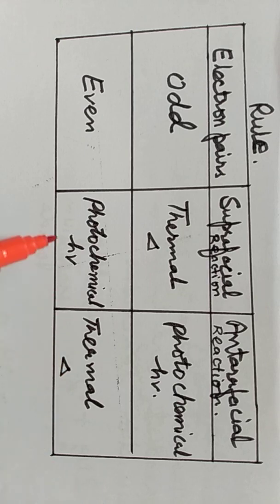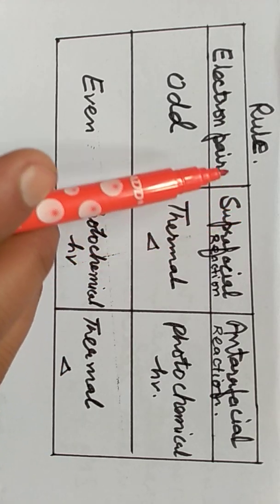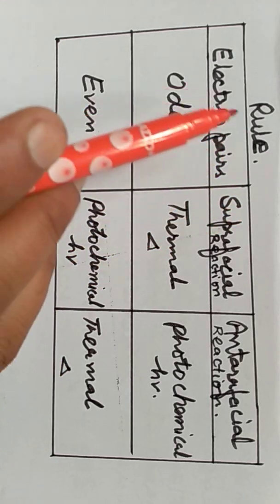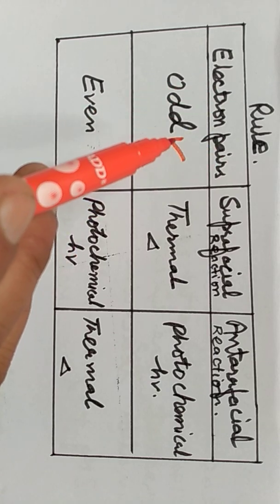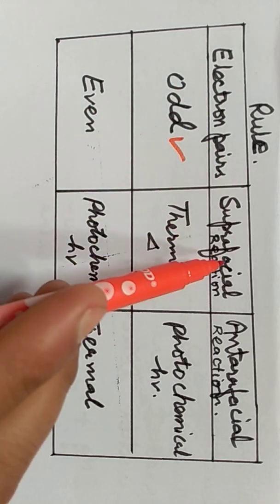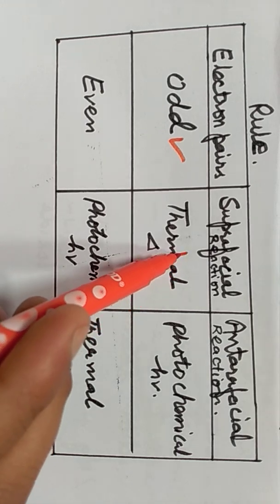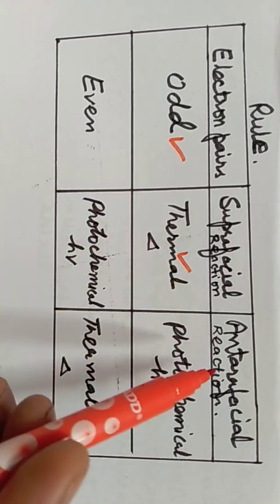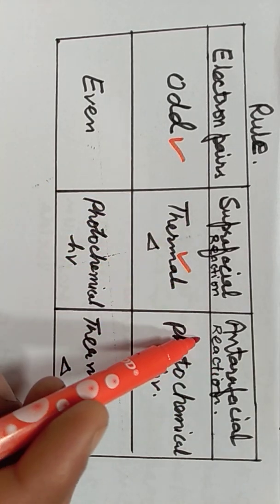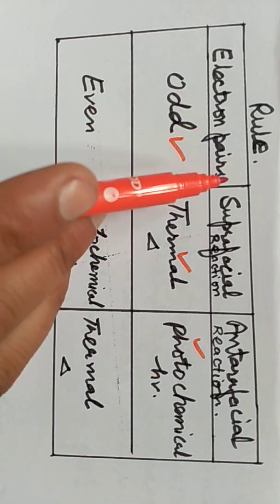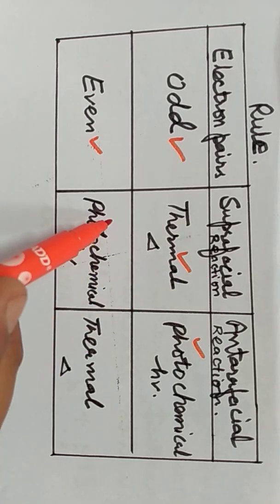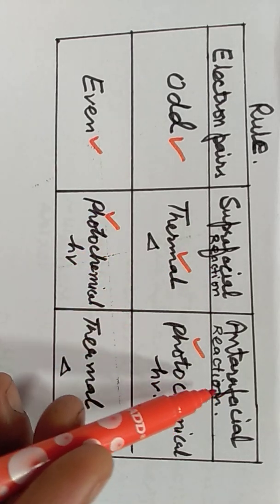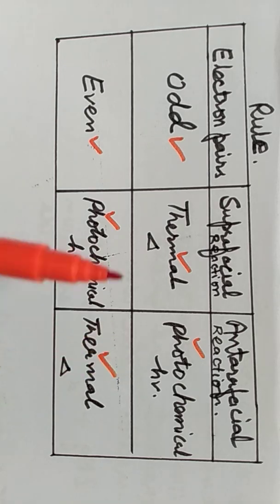There is a rule for sigmatropic rearrangement. What is the rule? Let us see here. If the electron pairs involved are odd, then the suprafacial reaction is thermal and the antarafacial reaction is photochemical. If the electron pairs involved are even, then the suprafacial reaction is photochemical and the antarafacial reaction is thermal, right?